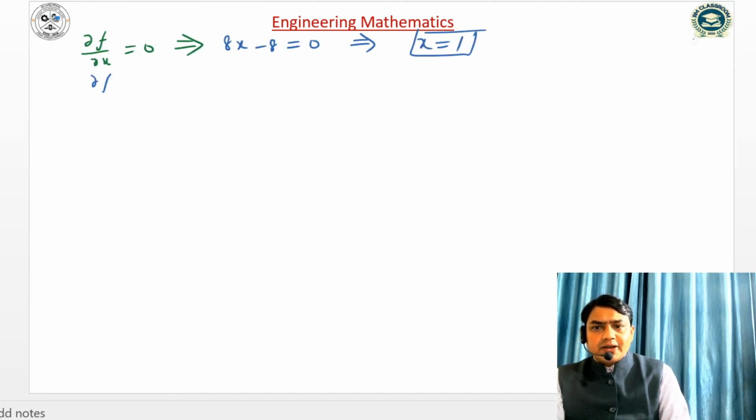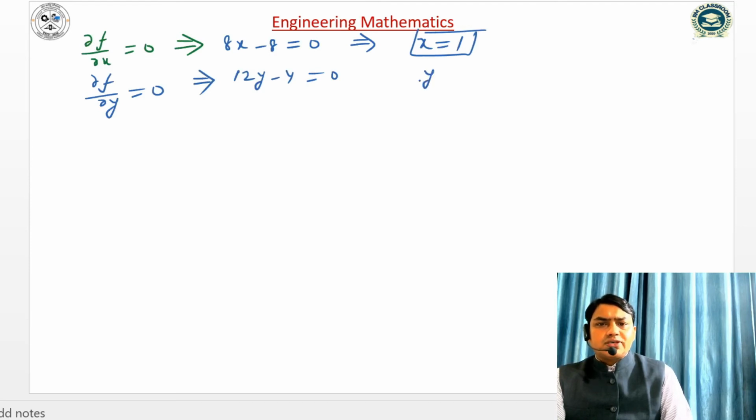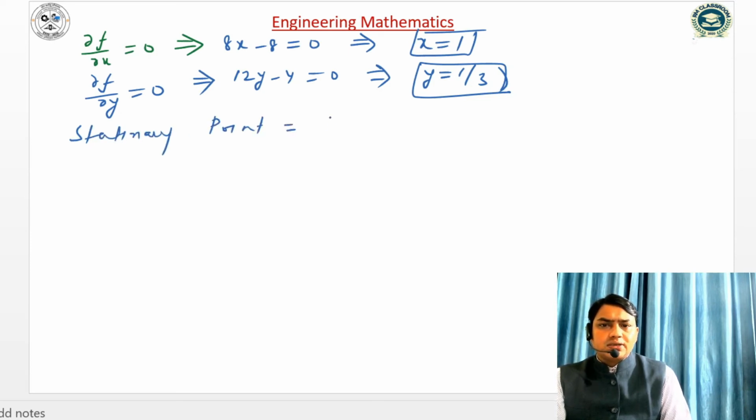Similarly, del f by del y is equal to 0. So 12y minus 4 is equal to 0, so y is equal to 1 by 3. So we have the stationary point. What is the stationary point? The stationary point is x equal to 1, y equal to 1 by 3.